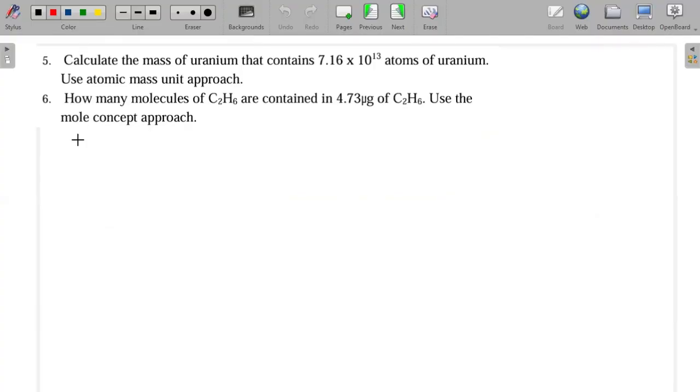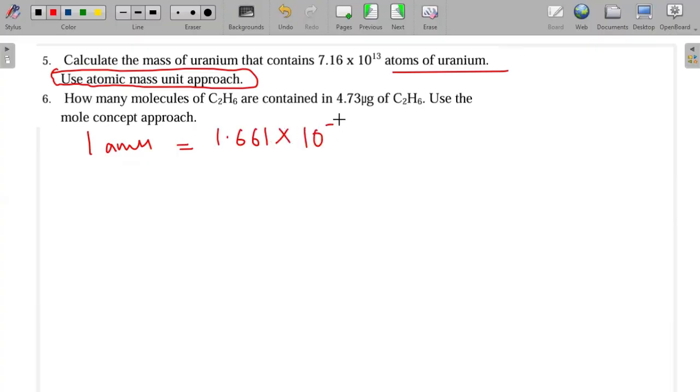Okay, so question 5, they're saying calculate the mass of uranium that contains 7.16 times 10 to the power 13 atoms of uranium. And then they have given us a specific method to use here. So they've said use the atomic mass unit approach. So if we are using the atomic mass unit approach, then we have to know that one atomic mass unit is actually equal to 1.661 times 10 to the power minus 24 grams.